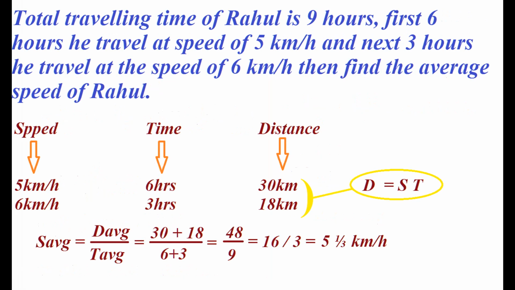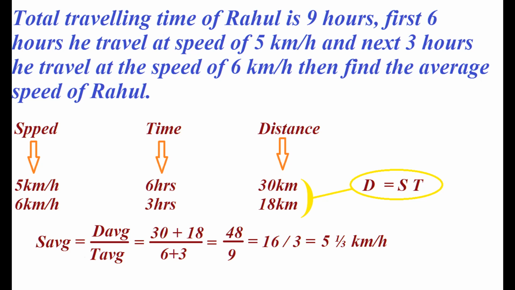Total traveling time of Rahul is 9 hours. In the first 6 hours he travels at a speed of 5 km per hour and in the next 3 hours he travels at a speed of 6 km per hour. Then find the average speed of Rahul. Very simple question. Distance equals speed into time. When the speed of Rahul is 5 km per hour, the time taken by Rahul is 6 hours, so distance equals 5 into 6 equals 30 km.